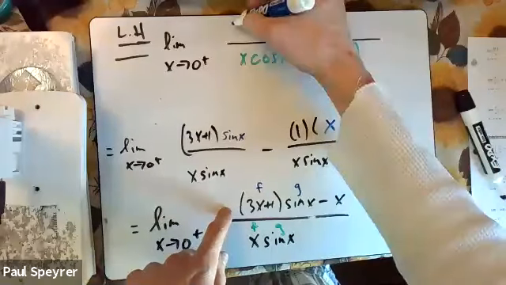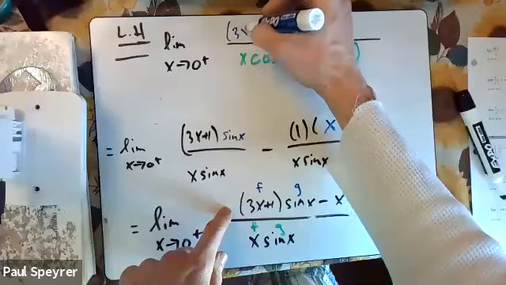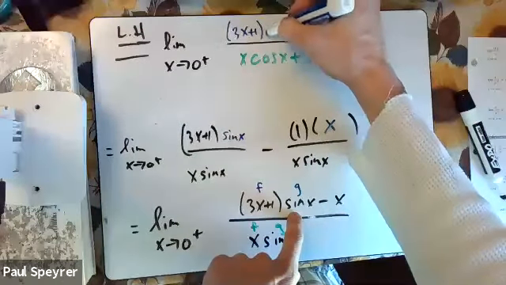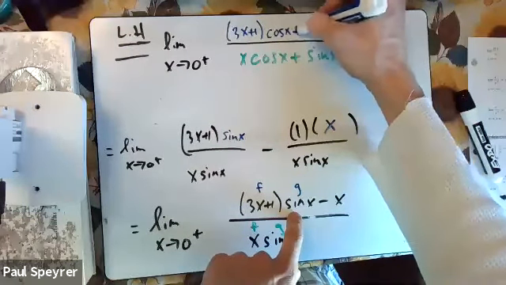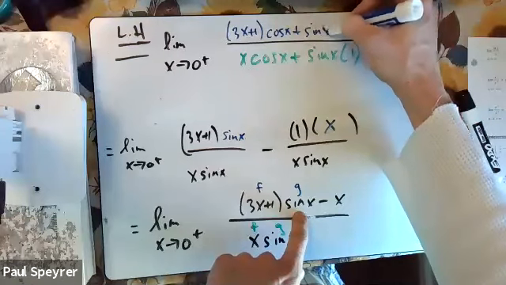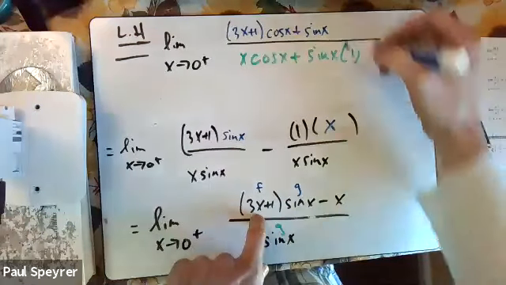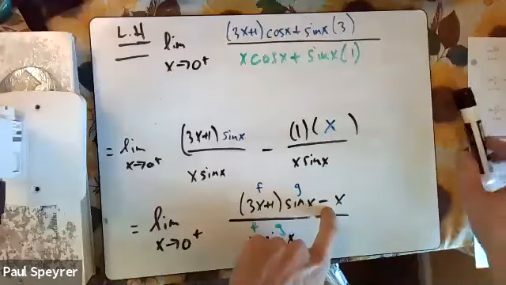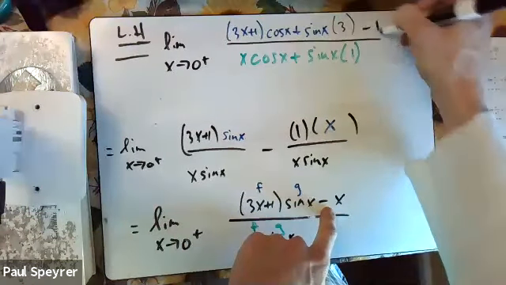So f times g prime, derivative of sine is cosine, plus g, that's sine of x, times f prime, which is 3 in this case. And then we have to differentiate minus x, which is minus 1.